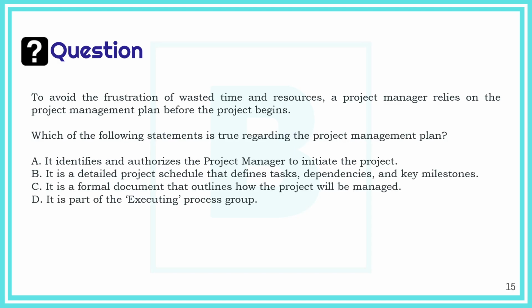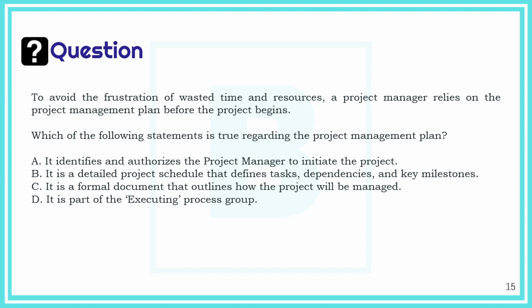Okay, so question 1: to avoid the frustration of wasted time and resources, a project manager relies on the project management plan before the project begins. Which of the following statements is true regarding the project management plan? A: It identifies and authorizes the project manager to initiate the project. B: It is a detailed project schedule that defines tasks, dependencies, and key milestones. C: It is a formal document that outlines how the project will be managed. Or D: it is part of the executing process group.